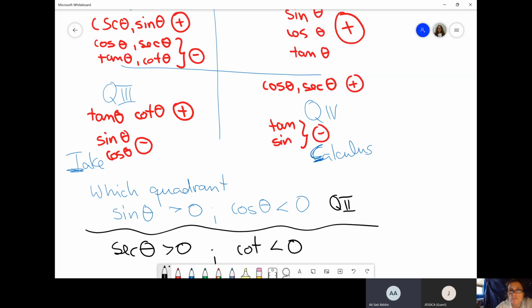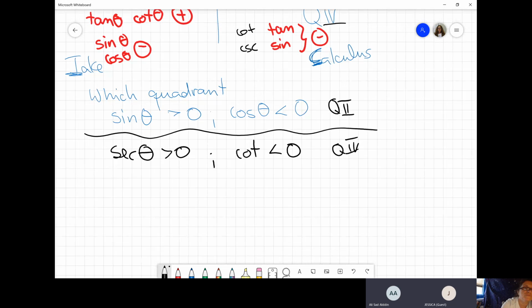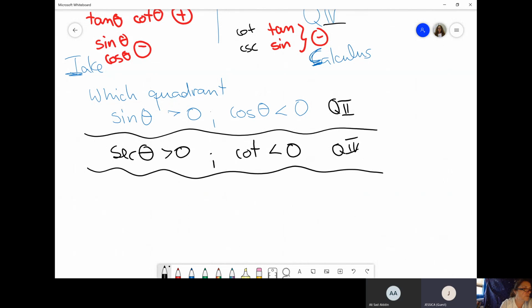In quadrant 4, the cosine and its reciprocal, the secant, are positive, and the cotangent is negative. So that would be Q4. Okay, we need to practice that some more because you need to know which quadrant you're located in.